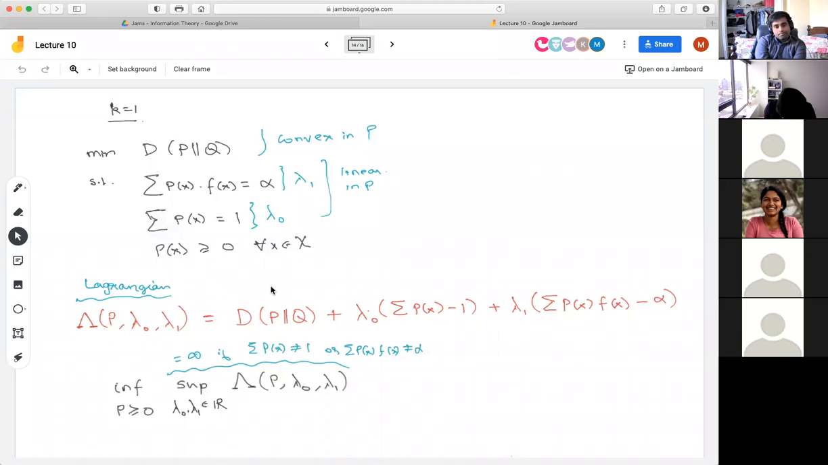And it can be lower bounded by something which looks similar, but I've switched the infimum and the maximum or the supremum.